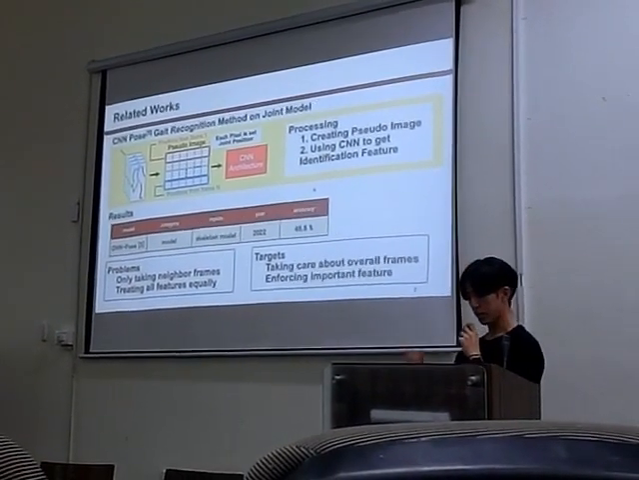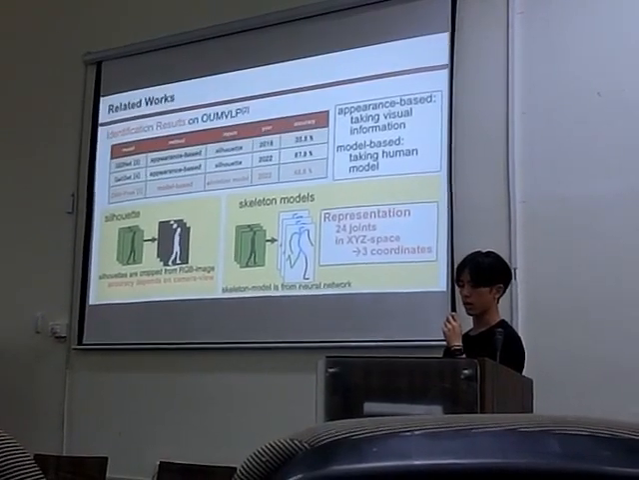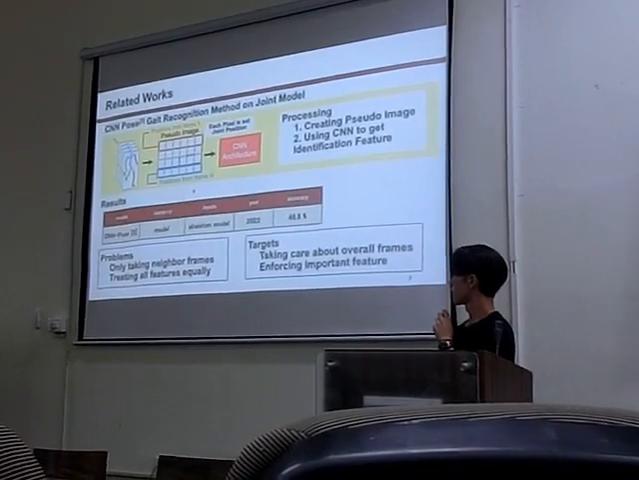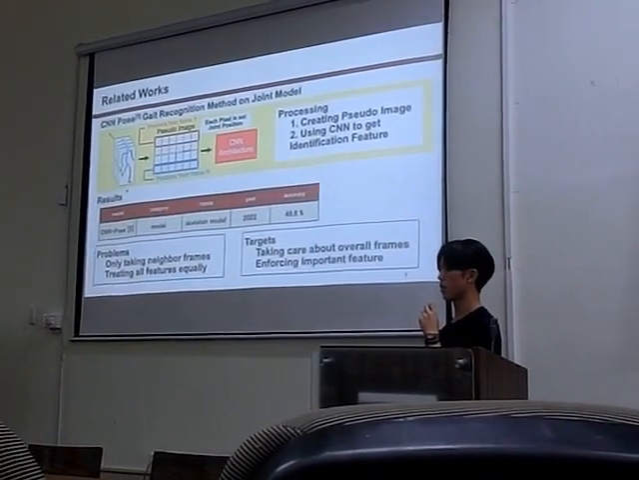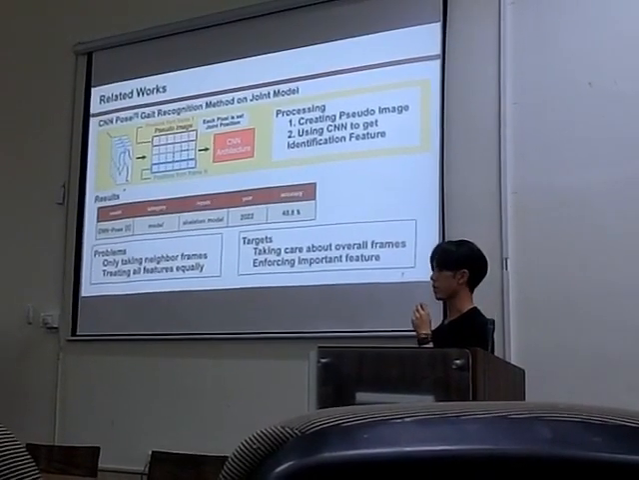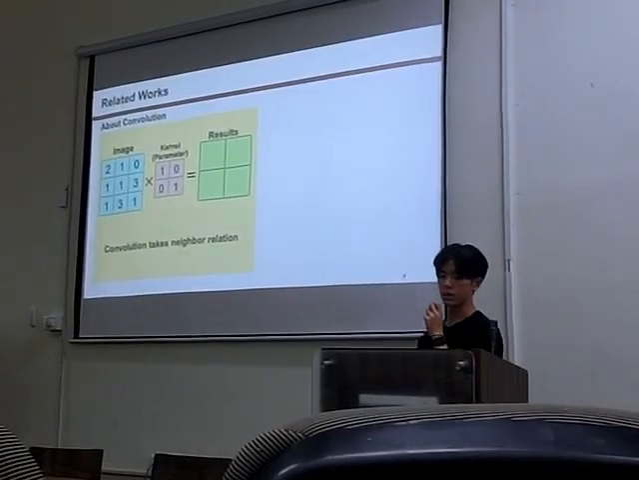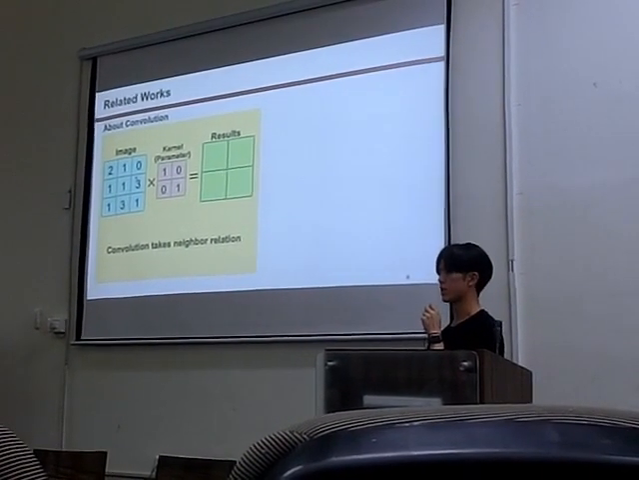So in my research, I focus on the model-based method. I want to improve this result. As related work, CNN has the current best result among model-based methods. So now I want to introduce you to CNN. CNN is a method to process images.